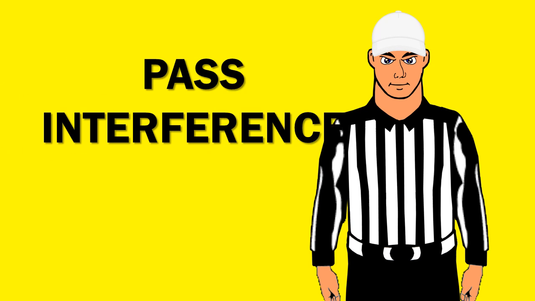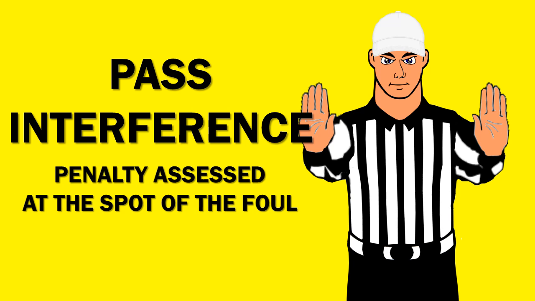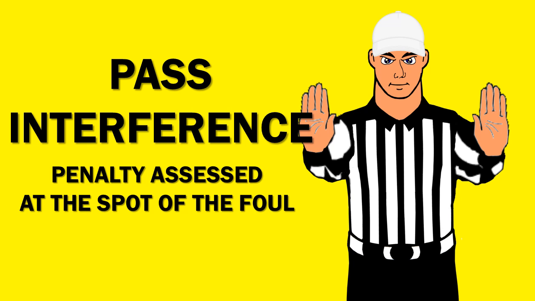Pass interference is when a defender contacts a pass receiver after the ball is in the air to prevent him from catching the ball. This is up to the referee to determine, and this is a big penalty. Usually, this penalty's yardage is assessed at the spot of the foul, meaning at the exact spot the penalty happened. So, if the play was a 20 or 30-yard pass that resulted in an interference call, this could potentially result in a 20 or 30-yard gain for the offense.